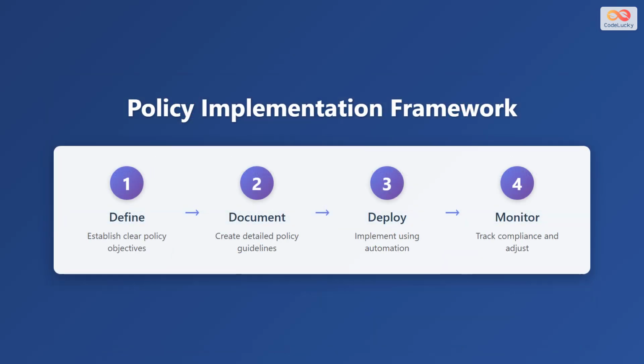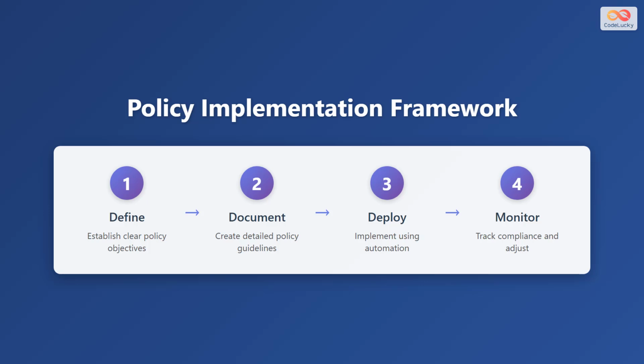Implementing cloud policies follows a 4-step framework. Step 1, define. Establish clear policy objectives aligned with business goals and regulatory requirements. Work with stakeholders to understand what needs protection and what constraints are acceptable. Step 2, document. Create detailed policy guidelines that are clear, actionable, and easy to understand. Document not just what the rules are, but why they exist and how to follow them.